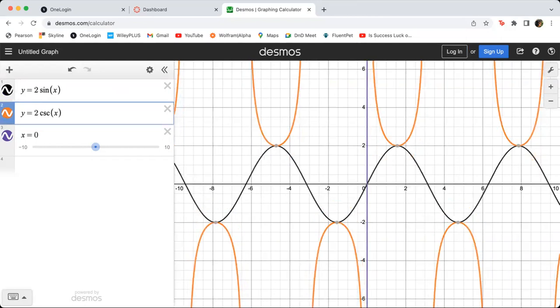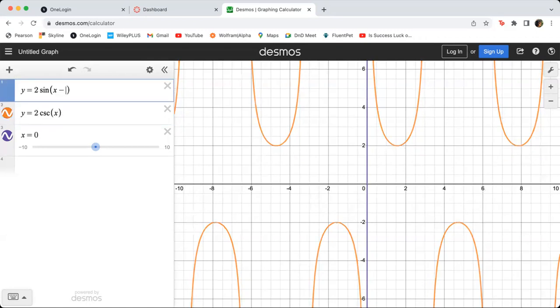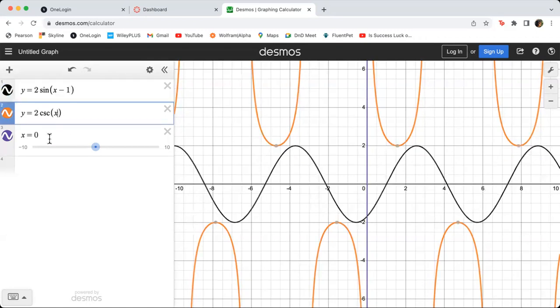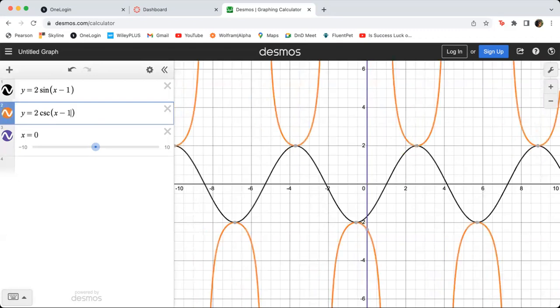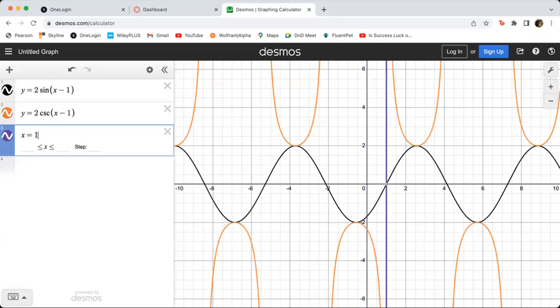If I change the amplitude of sine to 2, that makes a vertical stretch. We still get these vertical asymptotes when sine is getting close to 0. But now they agree on the value of 2. If I start shifting things around, now sine is equal to 0 when x is equal to 1. And so that's where cosecant is going towards infinity.